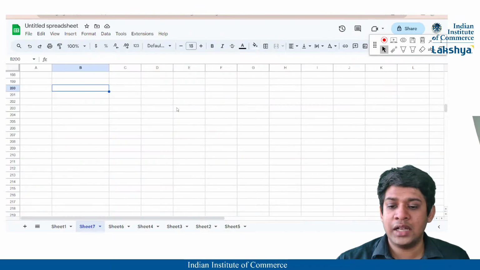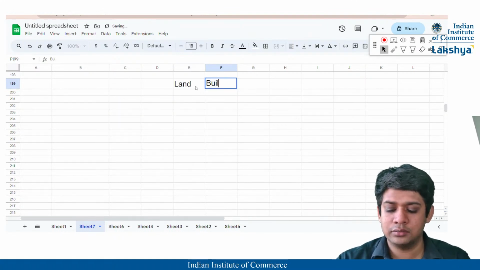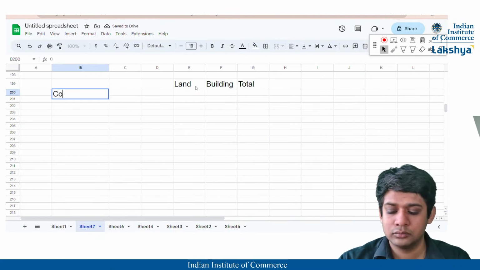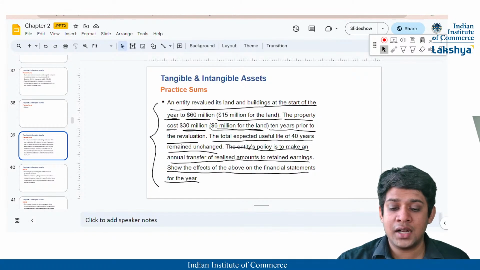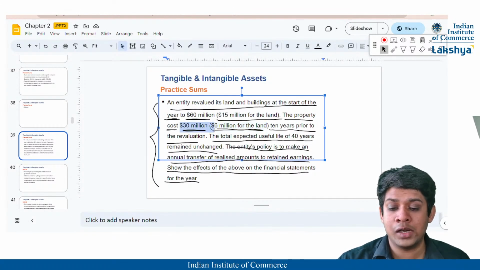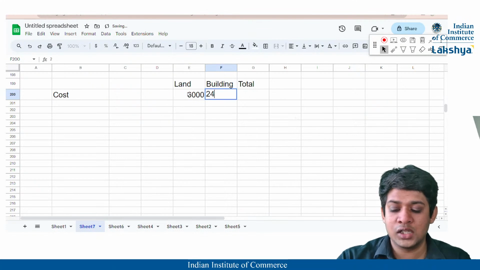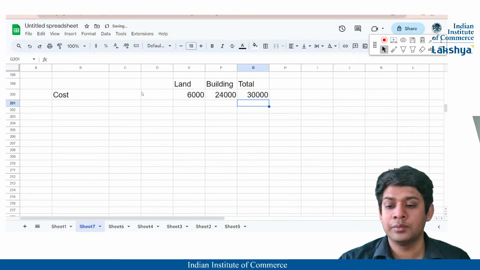Now, firstly, guys, we'll take the original value, whatever it was for the land and building. I'll calculate it for land, for building, and the total. Okay, 10 years prior, the original cost for the land, as you can see in the question, is $6 million and the total is $30 million. I'll take it as 6,000 for the land. For the building, it is 24,000 and the total will thus be 30,000. Correct? This is the cost which is 10 years prior.